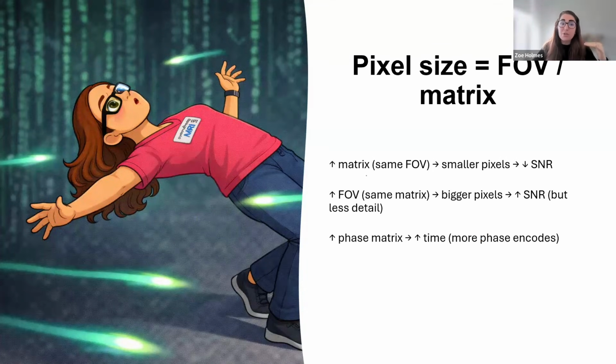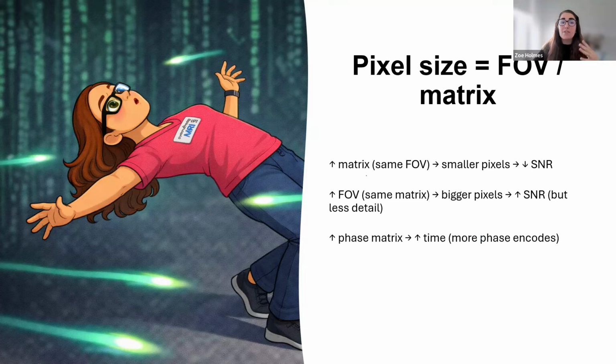If you decrease your field of view and you maintain your matrix, your pixel size will also decrease. You'll get improved resolution, but now you must ensure all your anatomy fits within your field of view, or you will get that aliasing artifact. Some ways to navigate that are careful planning and adopting oversampling. Oversampling will increase your time though, but it will increase your signal to noise.